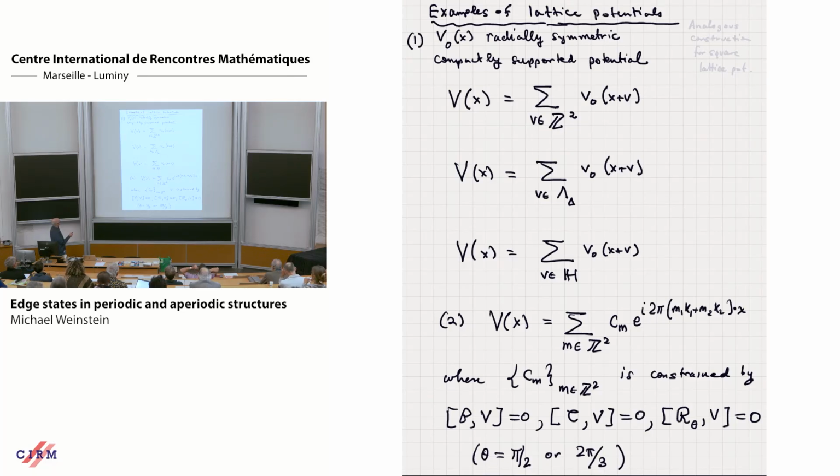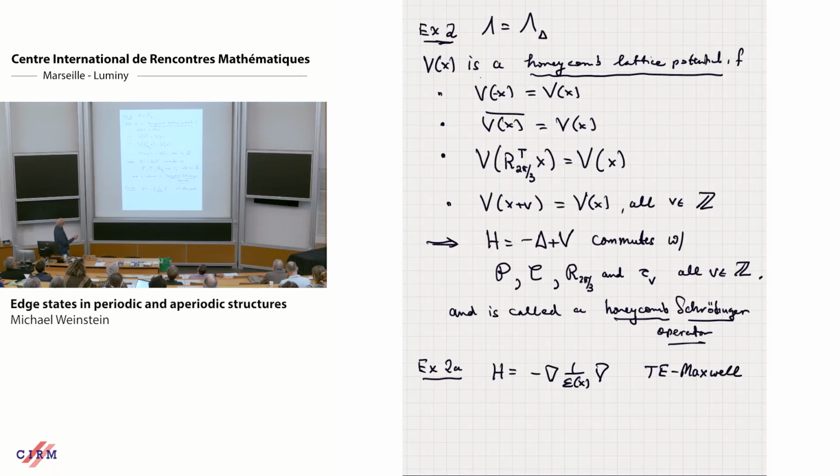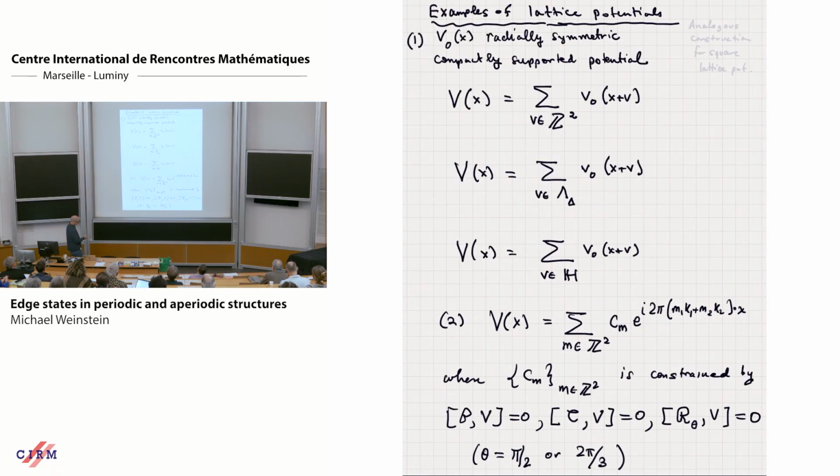So this would be a square lattice potential, this would be a triangular lattice potential, and this would be a honeycomb lattice potential. You just imagine circles rather than dots sitting at the vertices of whatever lattice. And alternatively, you could represent these in Fourier space. Anything satisfying such conditions imposes constraints on the Fourier coefficients.